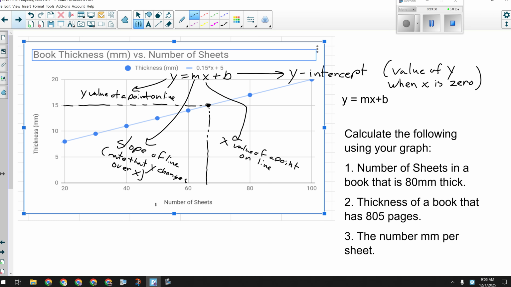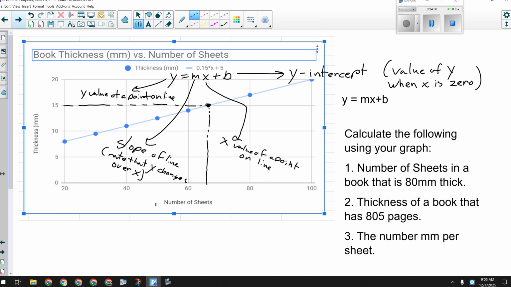It's basically telling me the thickness of one page. That's what the slope on this graph is telling me. And it's telling me that every time I add a page, the book is going to get 0.15 millimeters thicker. Everybody okay with that idea? So if I know how much thicker the book gets with every page, I can easily calculate how thick a book with 805 pages would be.